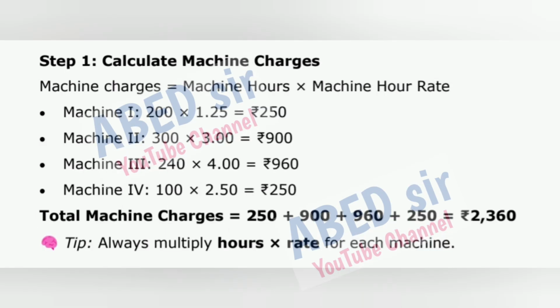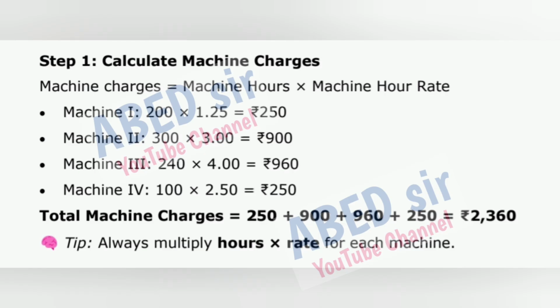Step 1. Calculate machine charges. Machine charges is equal to machine hours times machine rate. Machine 1, 200 times 1.25 is equal to 250 rupees. Machine 2, 300 times 3.00 is equal to 900 rupees. Machine 3, 240 times 4.00 is equal to 960 rupees. Machine 4, 100 times 2.50 is equal to 250 rupees.